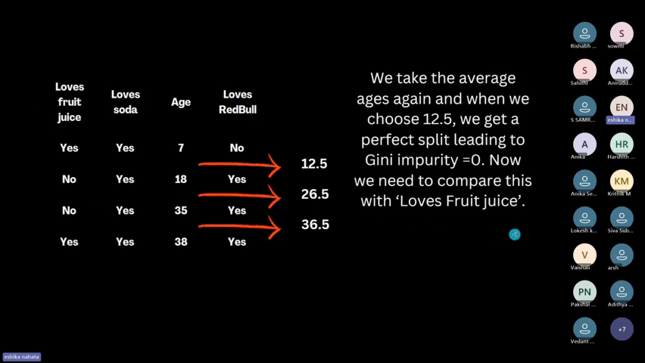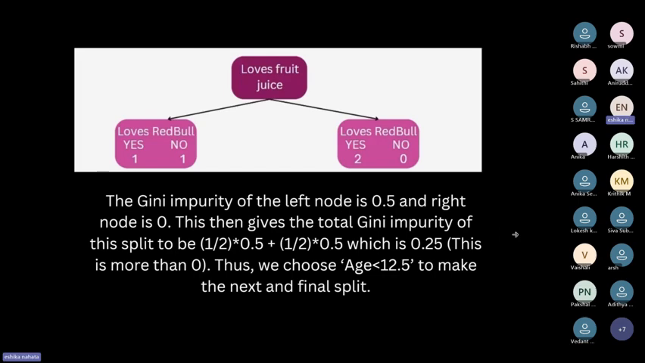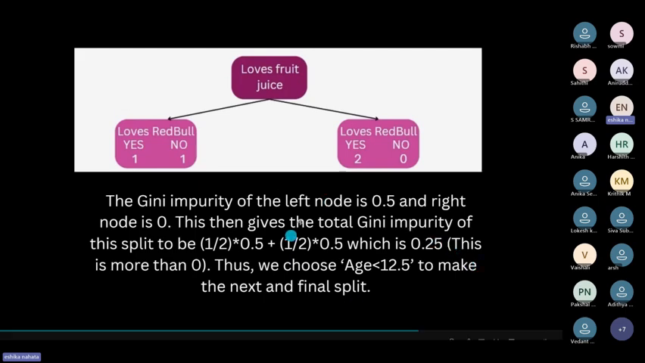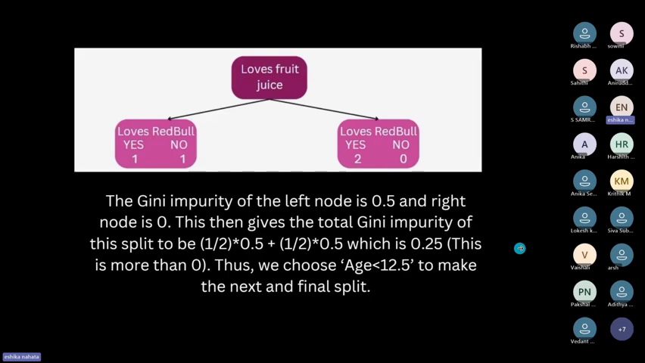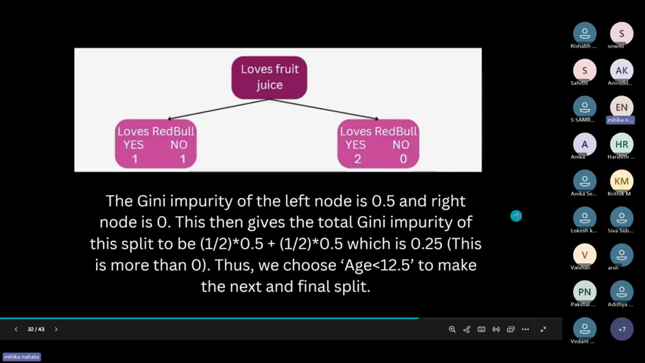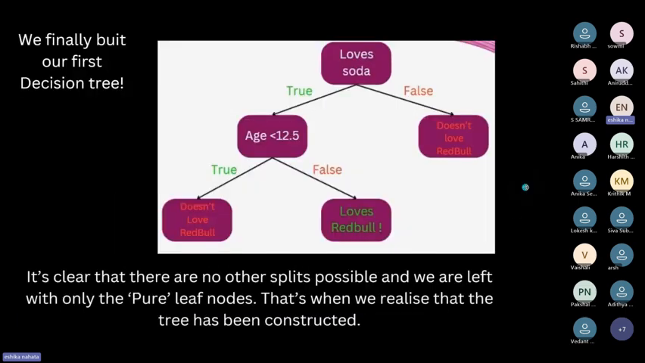We can compare this with love fruit juice again. This does give you one pure leaf node, but this one is not pure, so we get the total Gini impurity as 0.25, which is still more than the 0 that we got for 12.5. So we choose age less than 12.5 to make the next split, and that is the end of the tree. Now we have segregated our data into all pure leaf nodes, and the tree has been constructed.